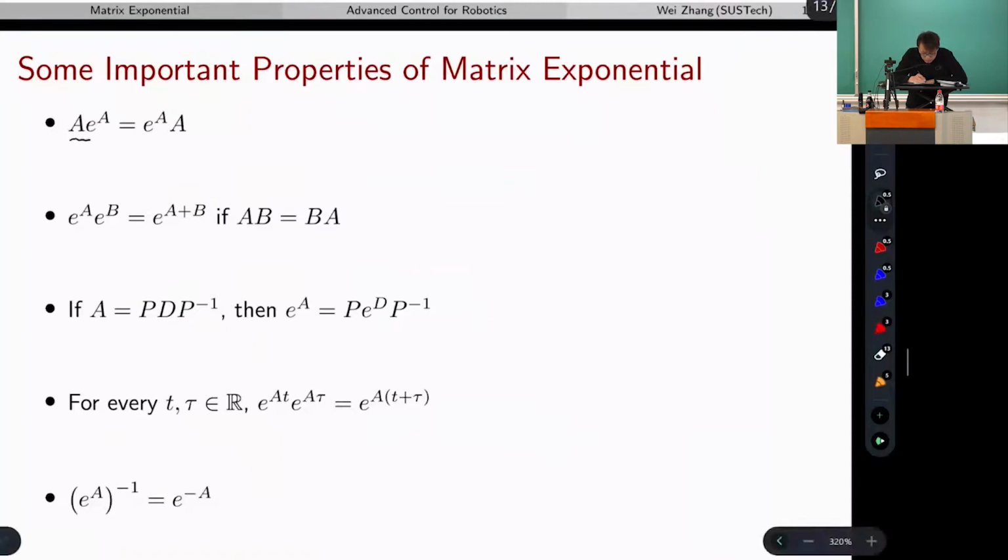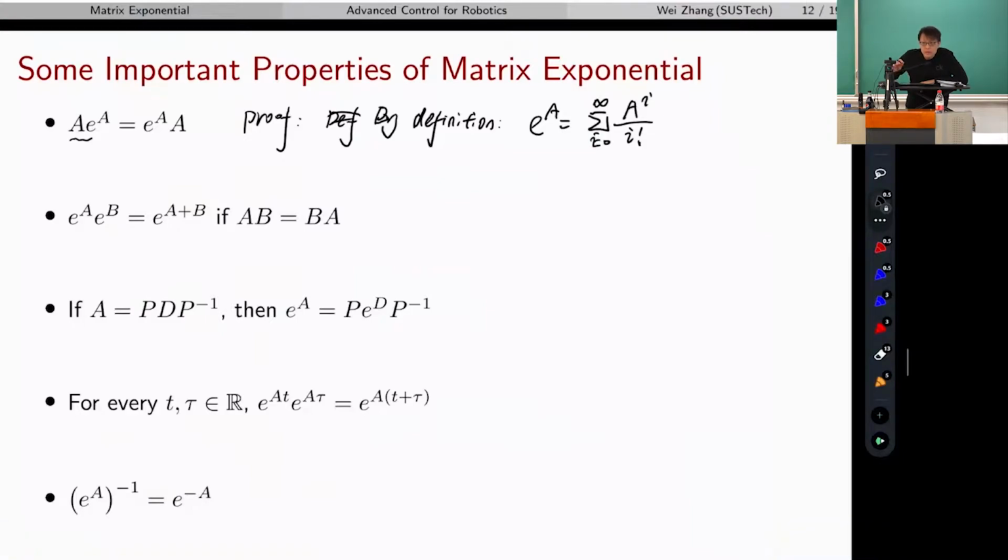Think about how do you prove this one? Let's say proof. Is that easy? By definition. E to the A is the summation of A to the i over i factorial, i from 0 to infinity. That's a shorthand notation. 0 factorial is 1, and A raised to the 0 is identity. Let's assume that, then this is the summation form.